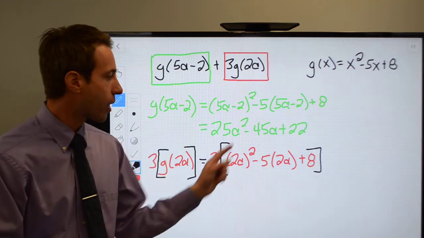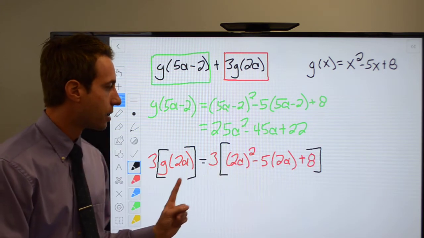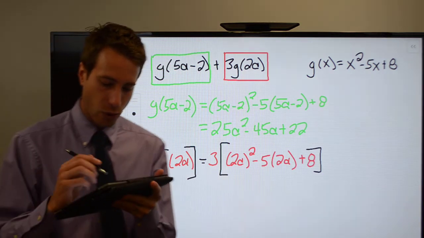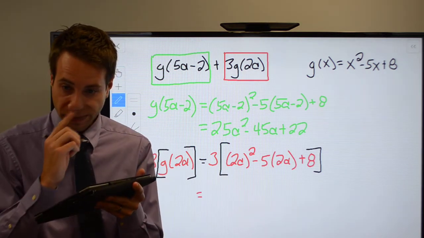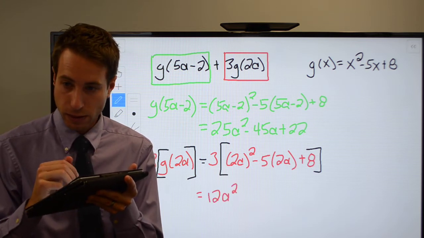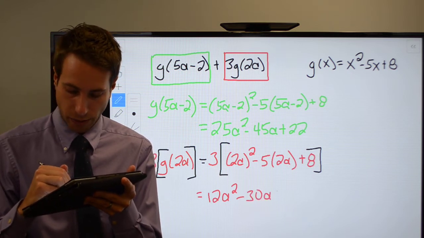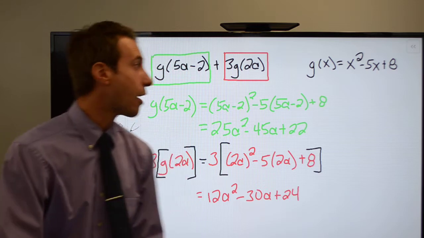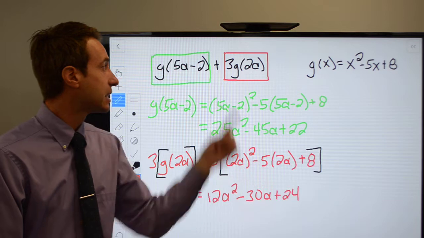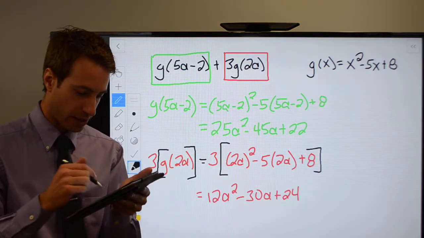So anyway, I go ahead and square everybody inside the parentheses, distribute the negative 5, combine like terms, multiply my 3 through those brackets, and what you should wind up with as your result is 12a squared minus 30a plus 24. All right, so now I've got my two pieces. I just need to put them together, and it's a plus sign, so I don't need to worry about parentheses. There's nothing to distribute. We're just going to throw all this stuff together.